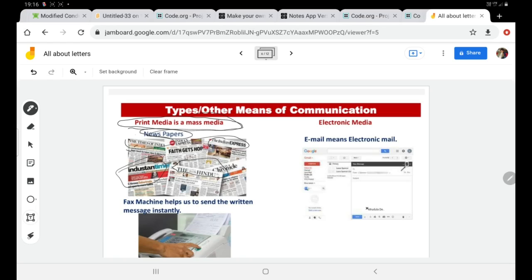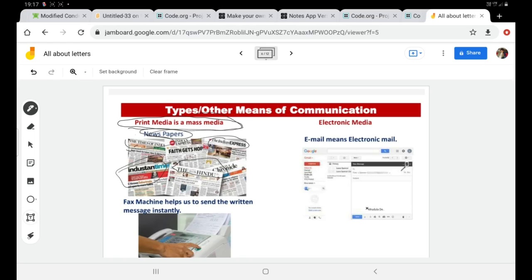Newspapers help us to reach many people. In the telephone we can only communicate with one person, but with newspapers we can tell it to many people. So print media is a mass media. Mass media means to communicate with everyone.